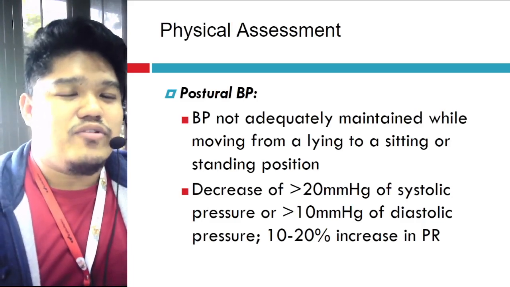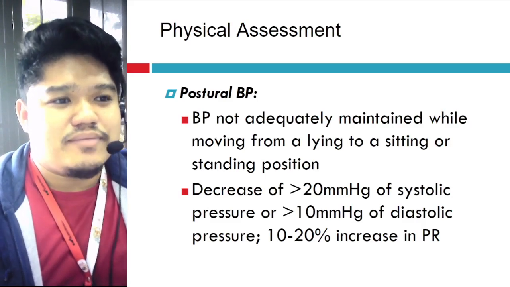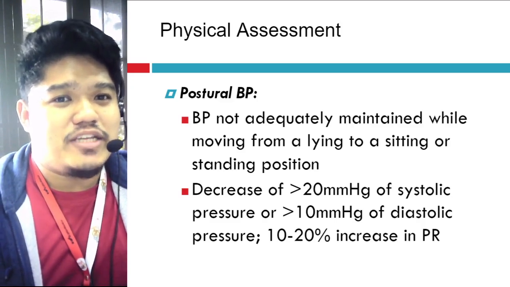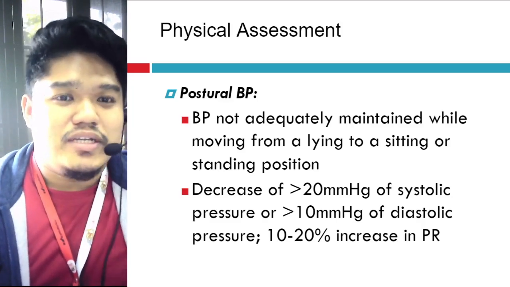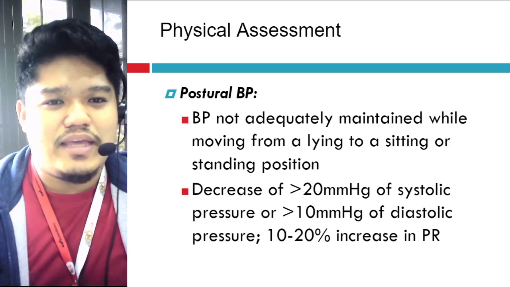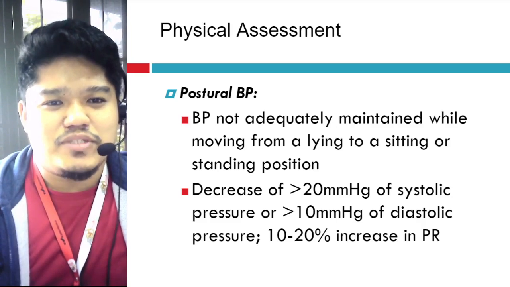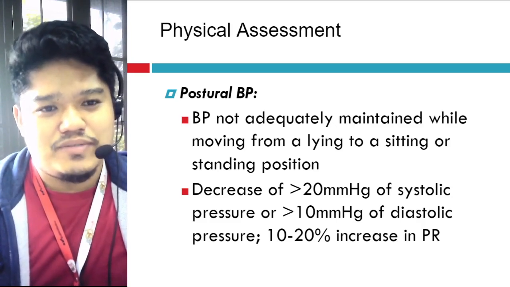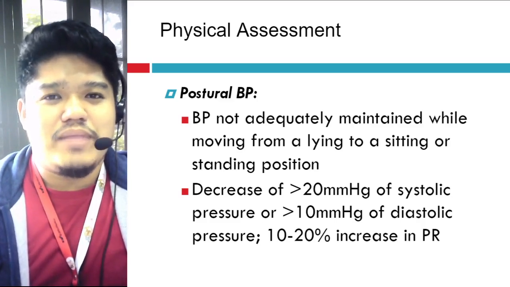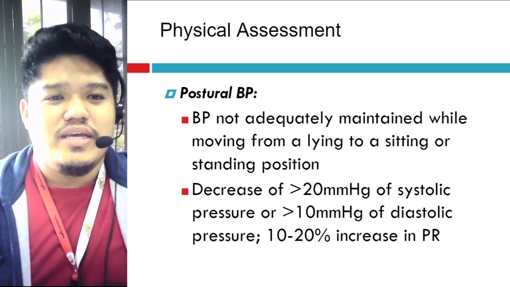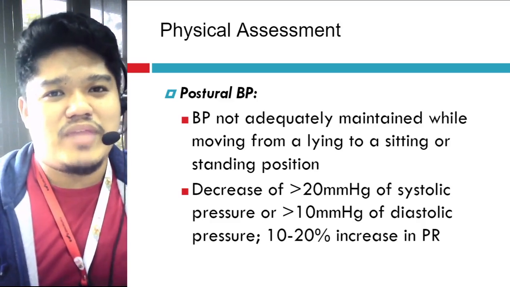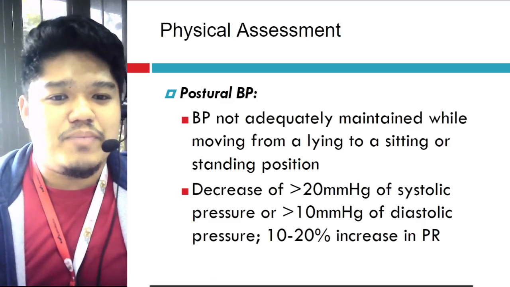However, blood pressure can fall based on the sudden movement of your patient, with the pressure falling down. It is termed as your postural BP. So BP is not adequately maintained while moving from a lying to a sitting position or a standing position. Usually there could be a decrease of more than 20 millimeter mercury of the systolic blood pressure and more than 10 millimeter mercury of the diastolic pressure, with about a 10 to 20% increase in the pulse rate.